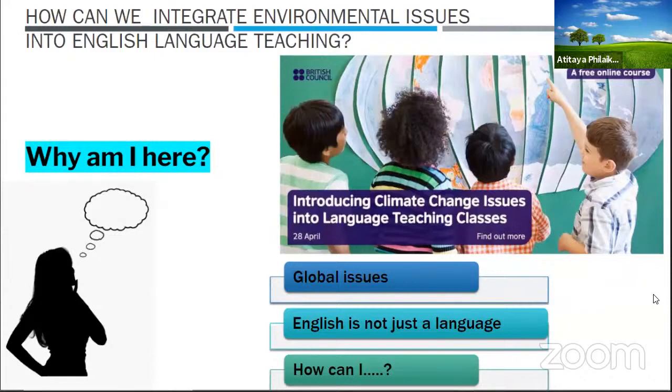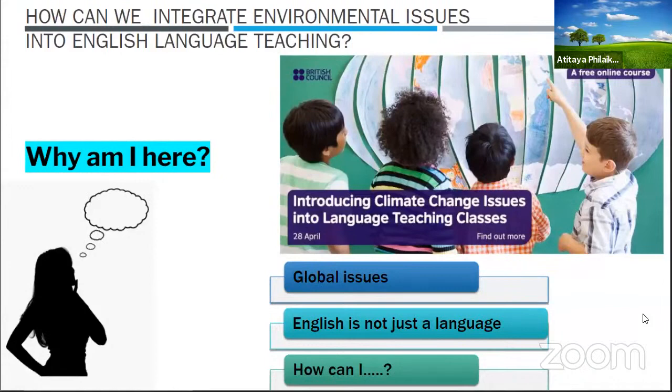Firstly, it is because of the global issue called climate change, which everybody around the world is talking about and taking action on. Secondly, as an English teacher, I don't think English is just a language, but it is very powerful for whoever knows and learns English. I would like to level up my English lesson to be a starting point for my students to open their doors to the world and communicate with other people around the world. Moreover, I would like to know how I can integrate environmental issues effectively into my English lesson.